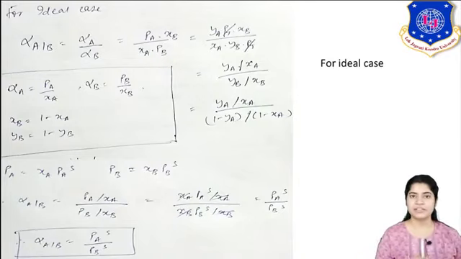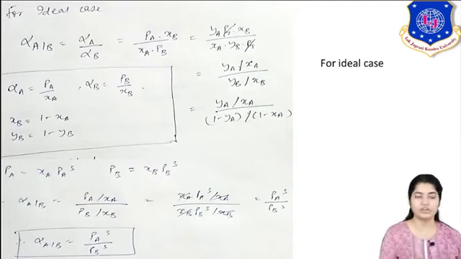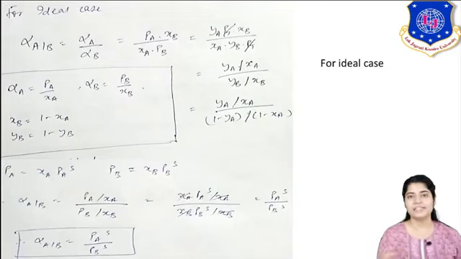Similarly, if I represent my partial pressure in the form of vapor pressure, Raoult's law is used here. PA is equal to XA PA sat. Your PA sat is what? Vapor pressure. So it is the representation in Raoult's law. In the same way, substituting the value, I now get my relative volatility as PA sat upon PB sat.